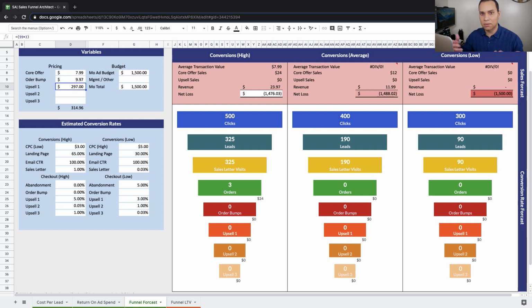So on average, he's going to make $297, so his max is $314. So obviously everything has immediately turned red, right? Because we're at a 1% conversion rate, and we need to actually add our order bump. So let's say on the order bump, let's go crazy with this one.